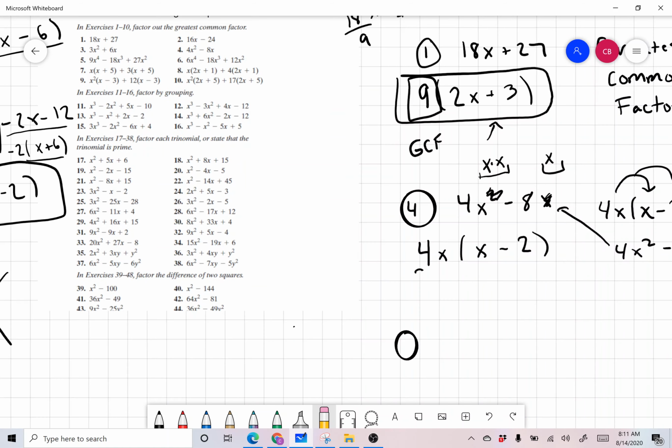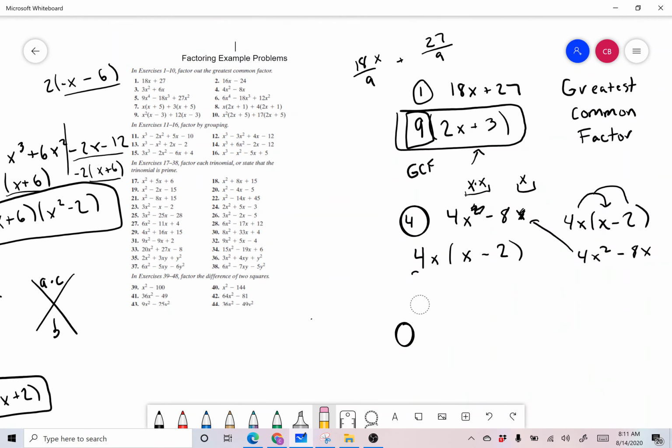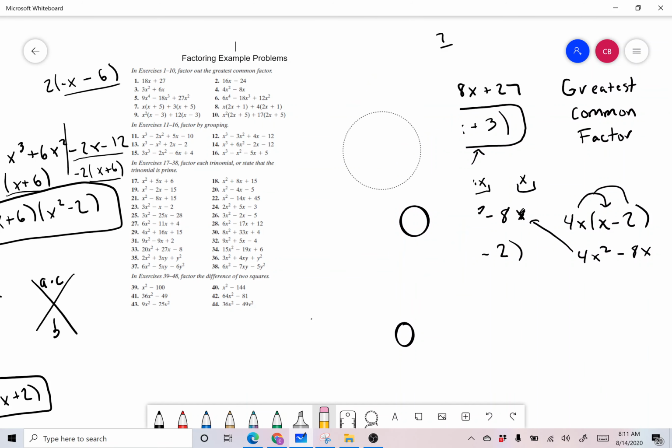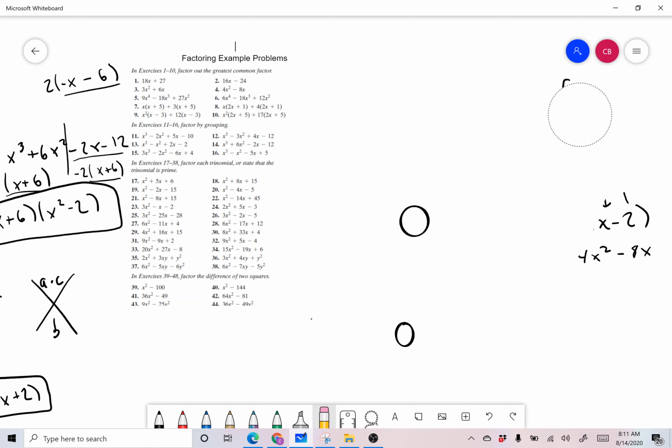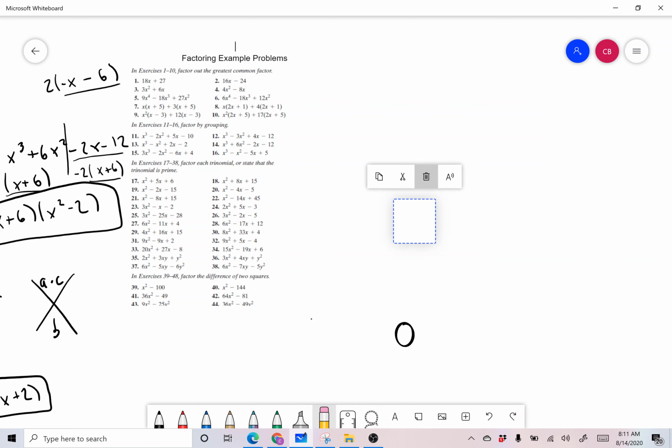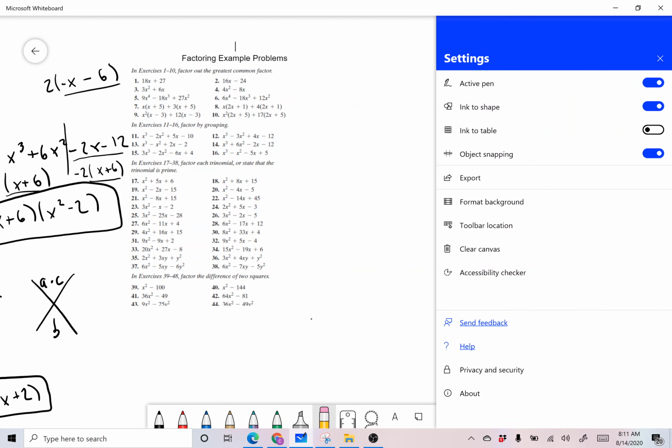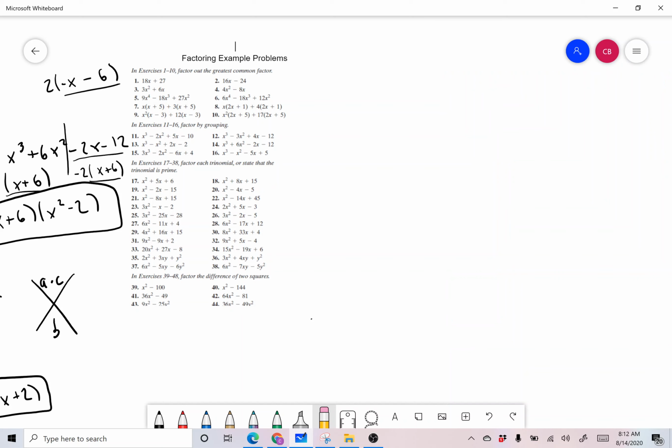Sorry, I guess I should make my screen a little bigger so you guys can... Oh, I need to turn off my circle thing. Let me do that real quick. It's not that long. Ink to shape is gone. Okay, here we go. So let's do another one. Let's do 20.